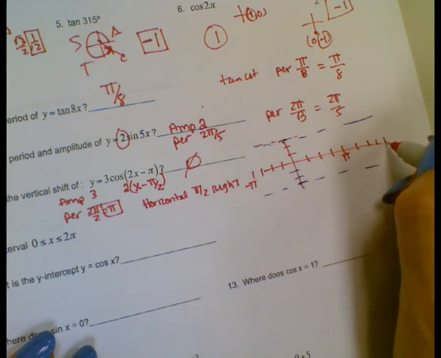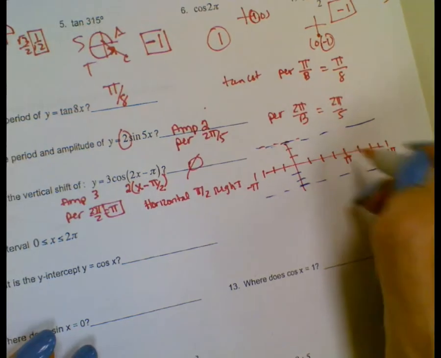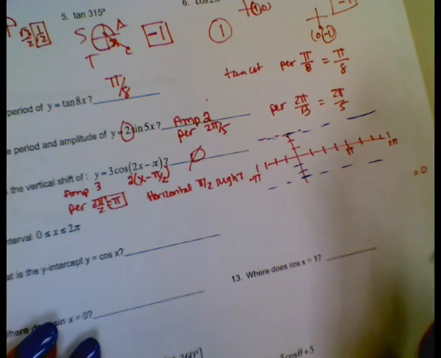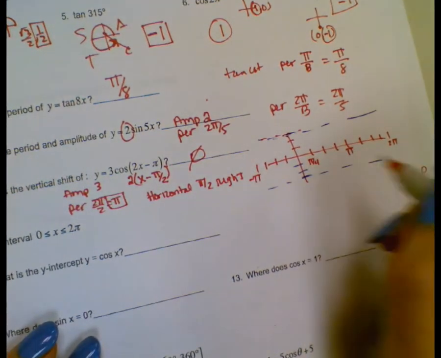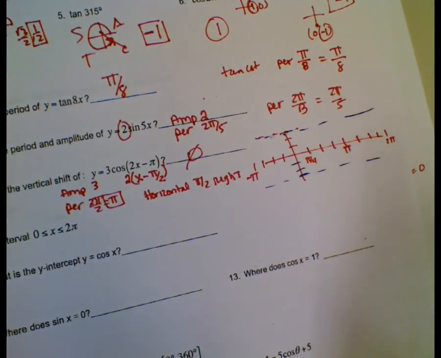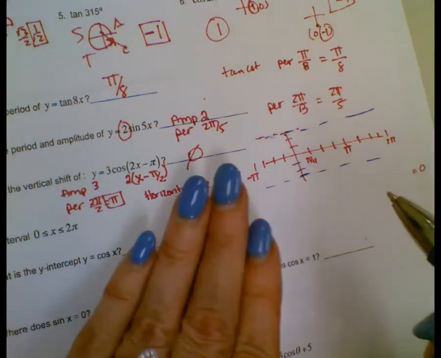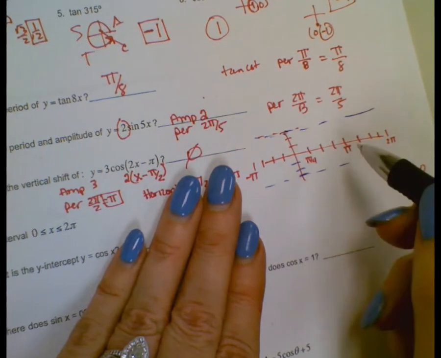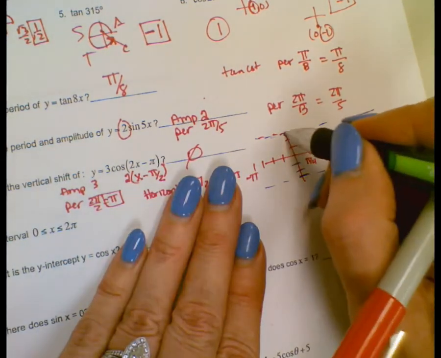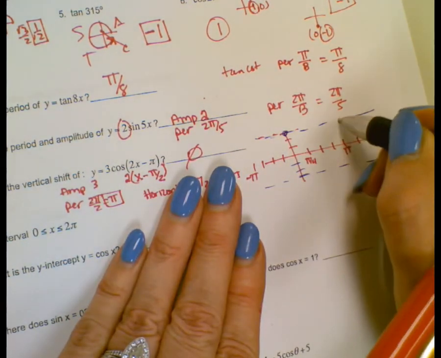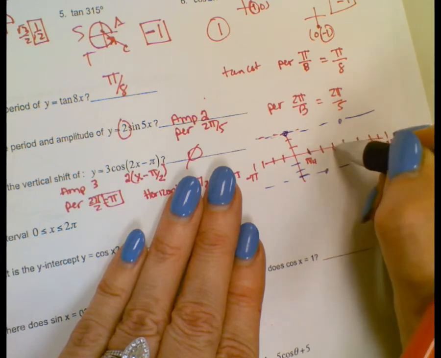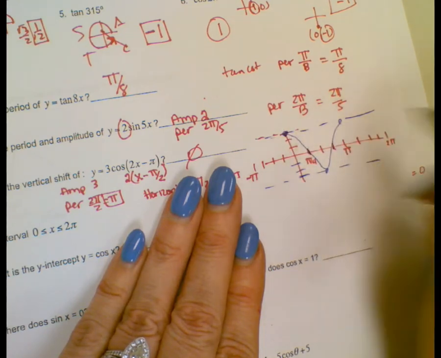But what if I kept going? Okay, but you want your fourth hash mark to be whatever the period is. So that means that this one's pi over 4. Now remember, the shift's pi over 2 to the right. So I'm going to graph this one without the shift first. So just with this motion right there, and it's cosine, you would start high and end high at the period. So it looks something like this.